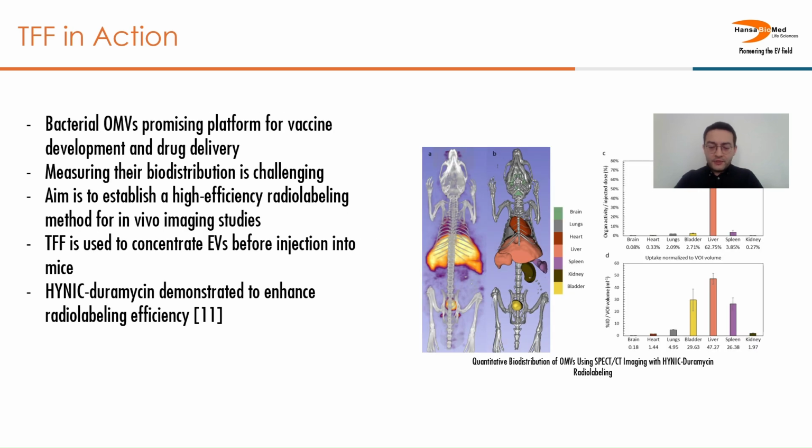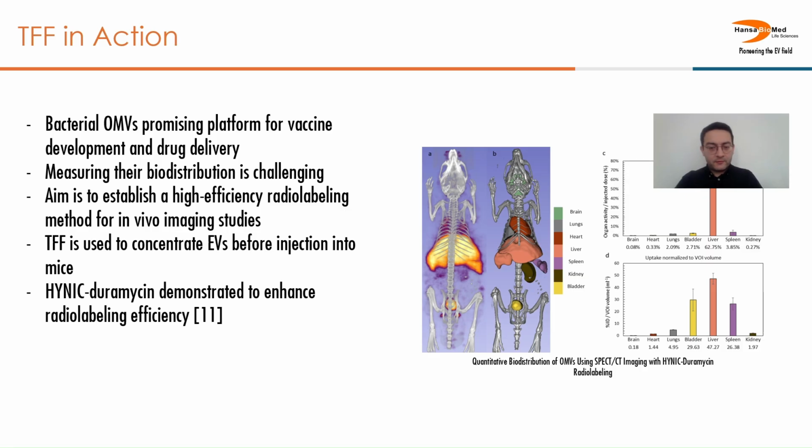Then in the second example, the starting material is now bacterial cultures, with the idea that outer membrane vesicles from bacterial cultures are promising platforms for vaccine development or drug delivery, but the challenge is measuring their biodistribution. Therefore, these researchers aim to come up with a highly efficient radiolabeling strategy for in vivo imaging studies.